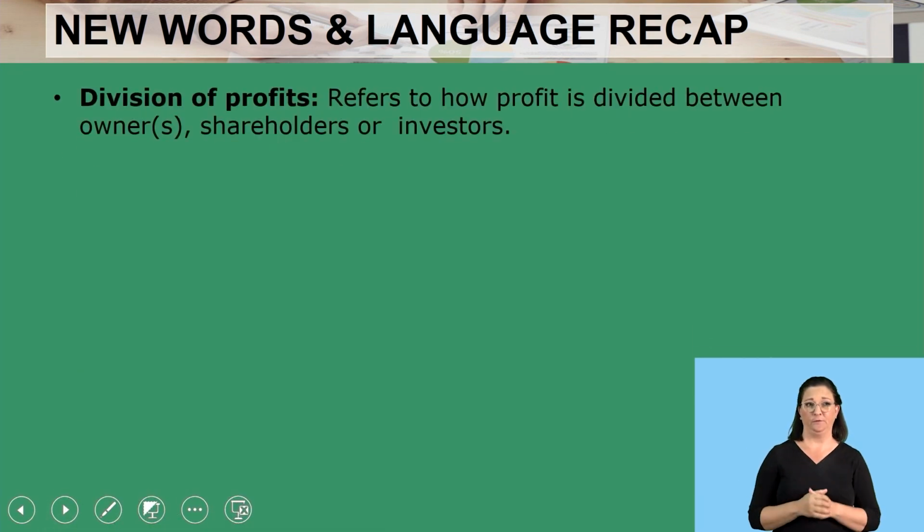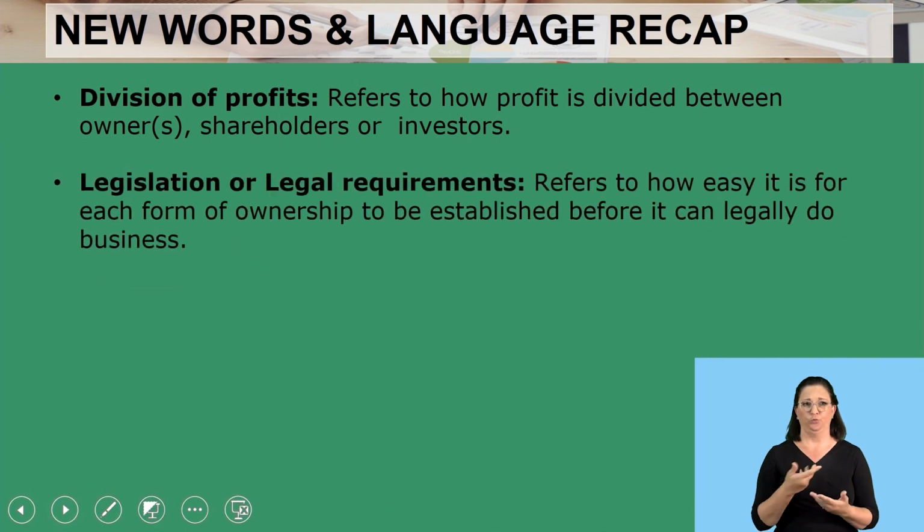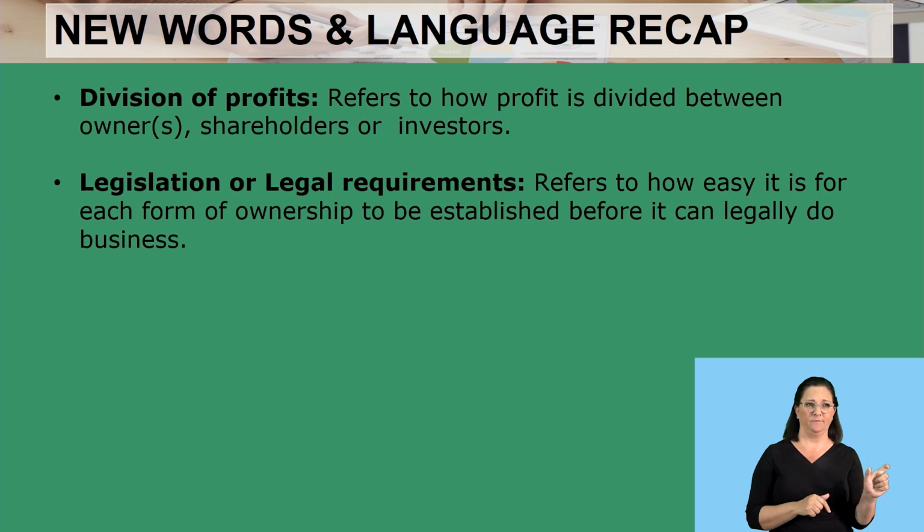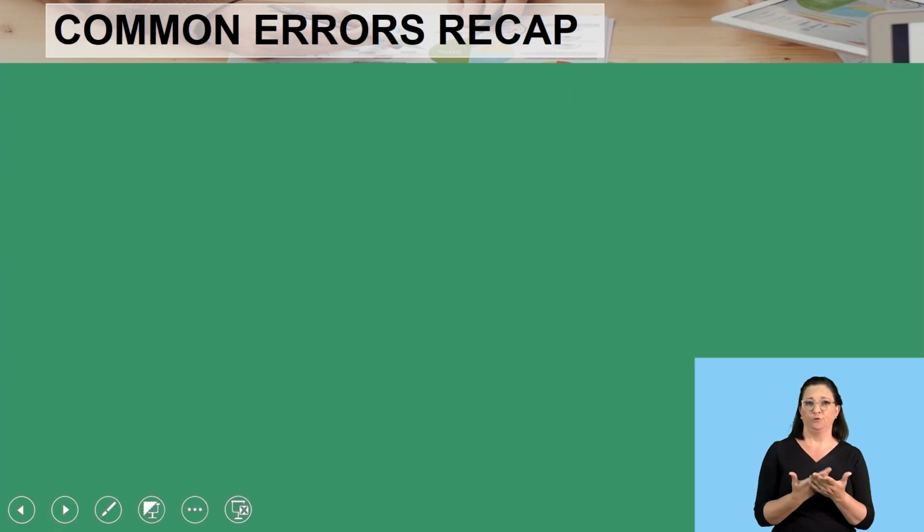We also addressed division of profit, which refers to how profit is divided between owners, shareholders, or investors. We also looked into legislation or legal requirements, which refers to how easy it is for each form of ownership to be established before it can legally do business. So that is what we mean over there.